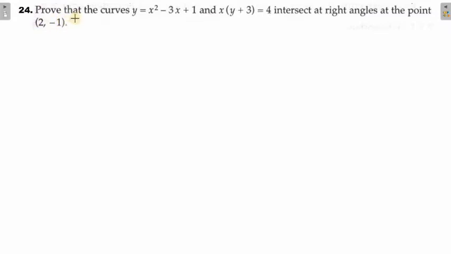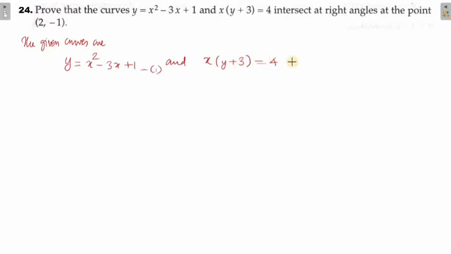The second question for the day says, prove that the curves this one and this one intersect at right angles at this particular point. That is, the angle of intersection between these two curves is 90 degrees. That's what we need to find. The given curves are: one is y equals x square minus 3x plus 1, let me call this equation number 1, and another one is x into y plus 3 equals 4, and call this equation number 2.